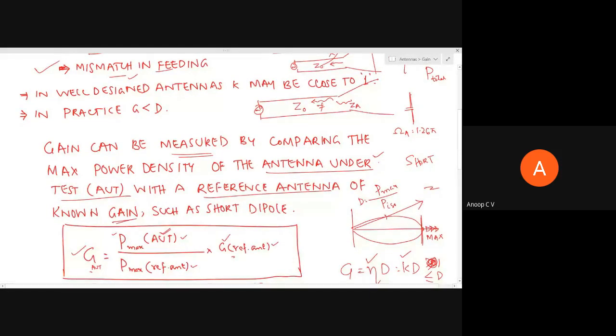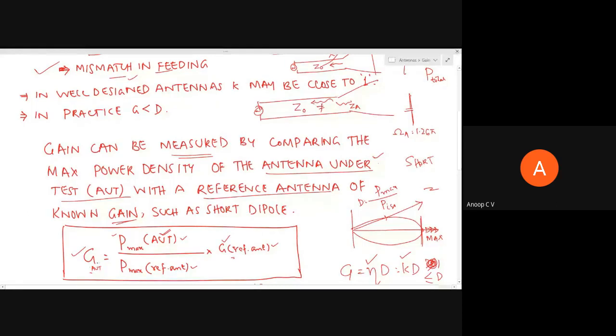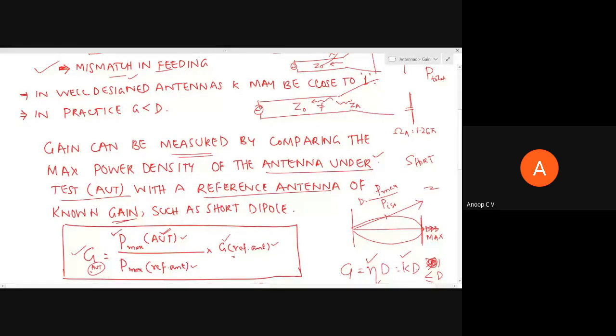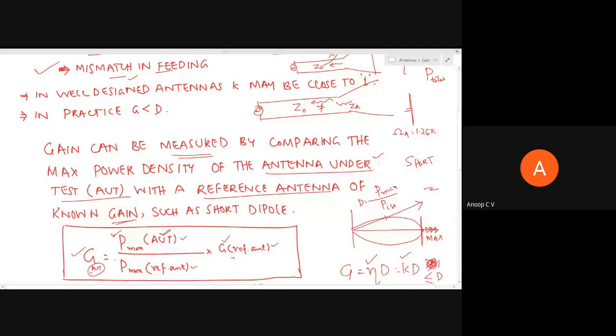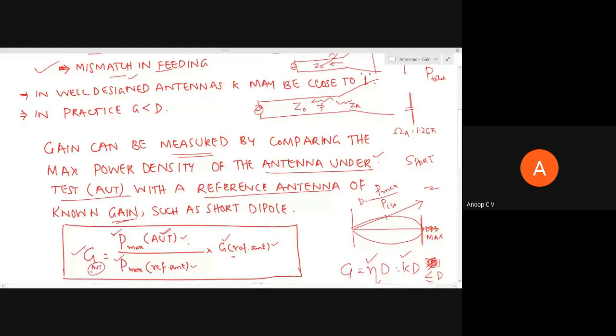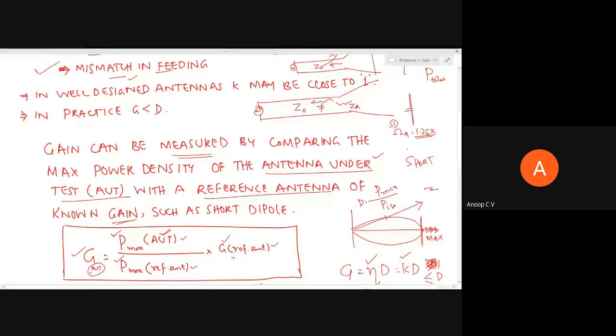So gain of an antenna under test can be found out as the maximum power density of that antenna divided by the maximum power density of some reference antenna. This reference antenna can be a short dipole, right? You know, a short dipole has an omega A of 1.26 pi. We'll study it later. And its directivity will be equal to 4 pi by 1.26 pi.